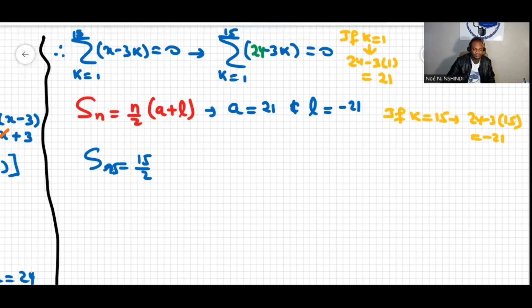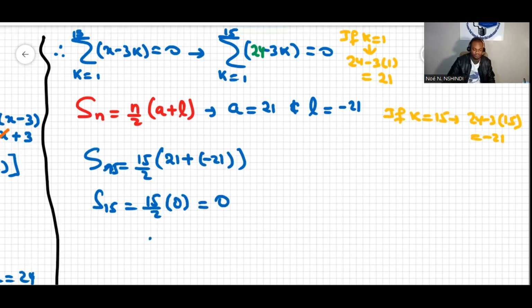Now we do 15 over 2 times positive 21 plus negative 21. Of course, 21 minus 21 is 0. And then S15 will be equal to 15 over 2 times 0, and that's equal to 0. Therefore, proven. Thank you.